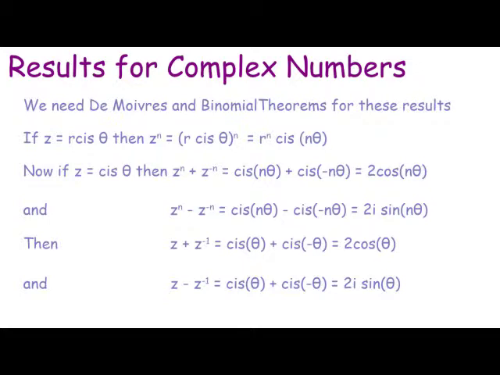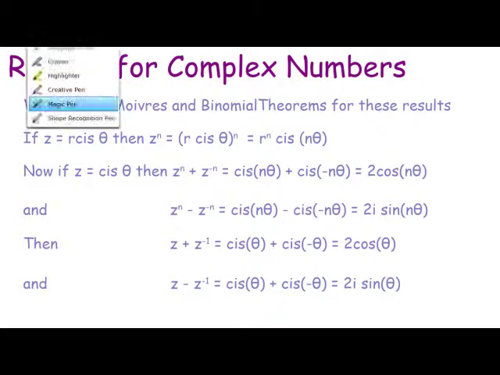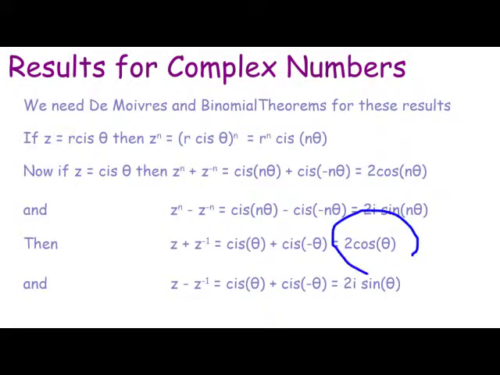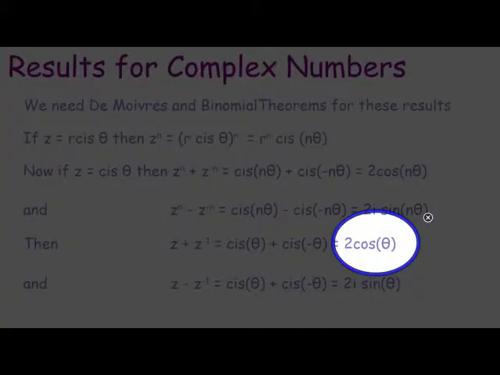Okay, so how do we do it? Well, the first thing is we need to actually look at De Moivre's theorem, and we need to look at some special results. When z plus z to the minus 1, we can see here, is 2 cos theta. Let's have a look at this one here: 2 cos theta is z plus z to the minus 1, when z is actually just cis theta, not r cis theta.